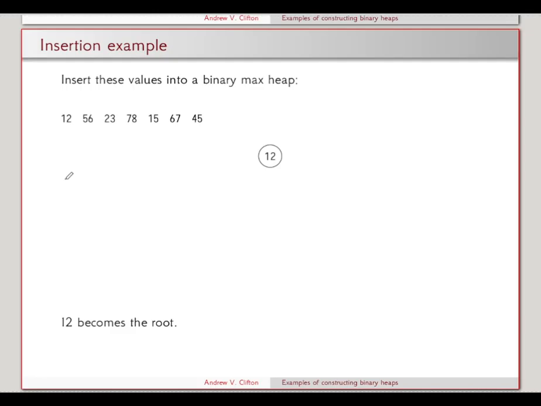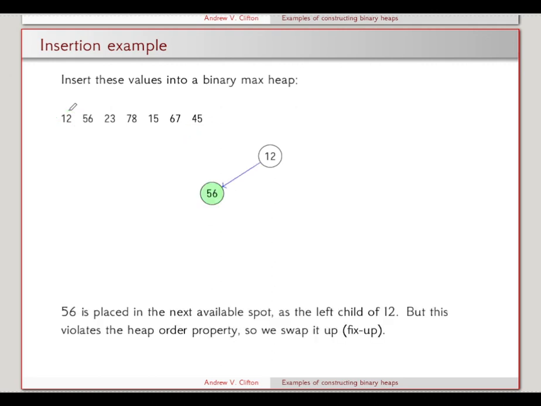So we're going to insert these values in this order into a binary max heap. Of course, the first value is easy, right? 12 just becomes the root there. Then 56 is placed in the next available spot. Remember that this tree has to be complete, so I'm going to fill it in top to bottom, left to right, like that. I put 56 in the next available spot, but that would violate the heap order, right? I'm only allowed to put things underneath 12 that are less than 12. We're going to fix up, which will swap 56 and 12. So this is what the tree looks like after inserting 56.